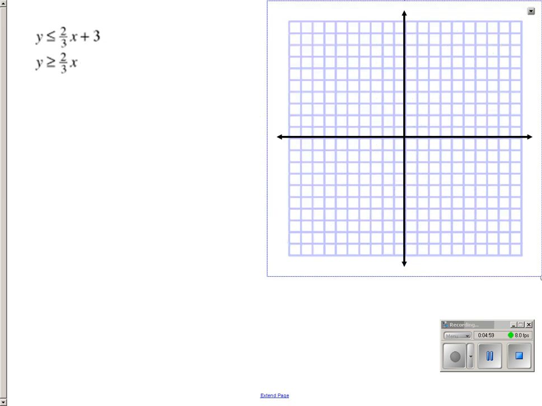Pretty straightforward. Again, we're going to graph our line. So I'm going to start by graphing this first guy. I'm going to start at 3. 1, 2, 3. Plot that guy. I got a 2/3 as my slope, so I'm going up 2 over 1, 2, 3. Up 2, 1, 2, 3. Same kind of thing. Go in the other direction.